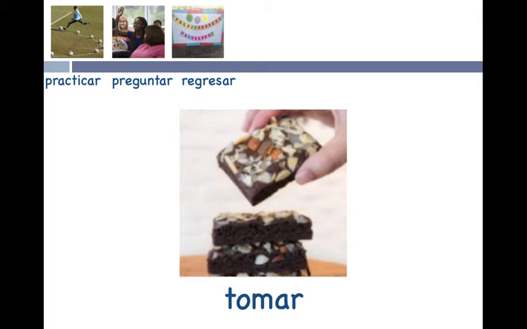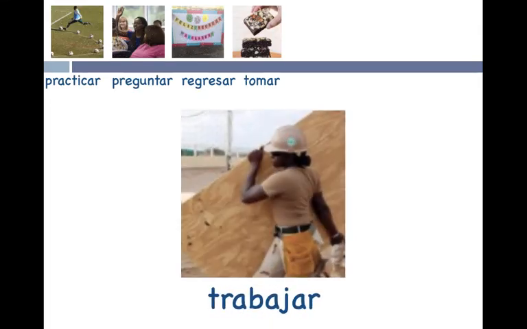preguntar, regresar, tomar, trabajar. Trabajar. Okay, when you say this one, I want you to think you have a shovel. Take your two hands, think of a shovel, right? And dig down in the dirt. Pretend you're digging down in the dirt. Okay, you go trabajar, and on the jar, you throw it over your shoulder. Throw the dirt over your shoulder. Do that motion a couple of times.